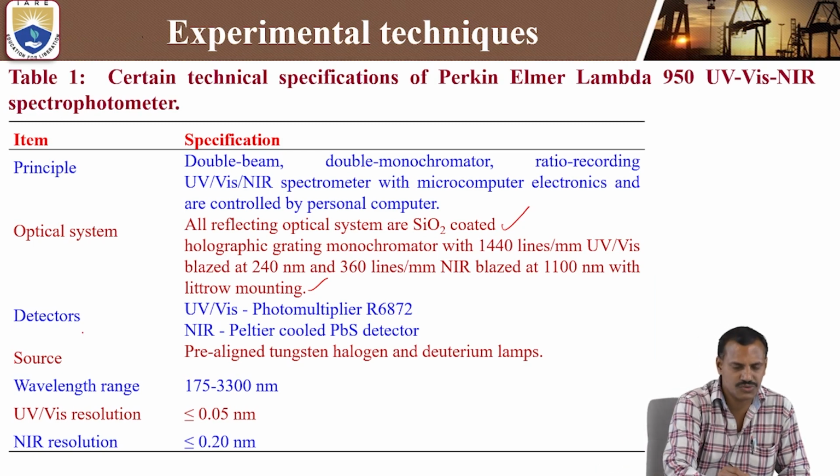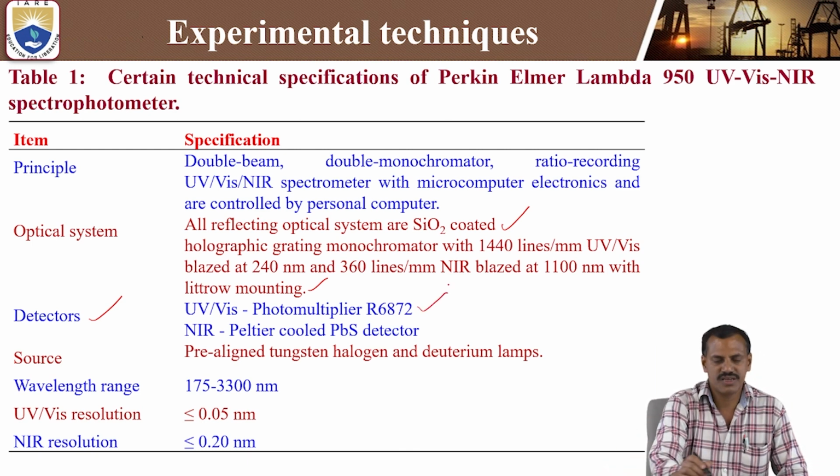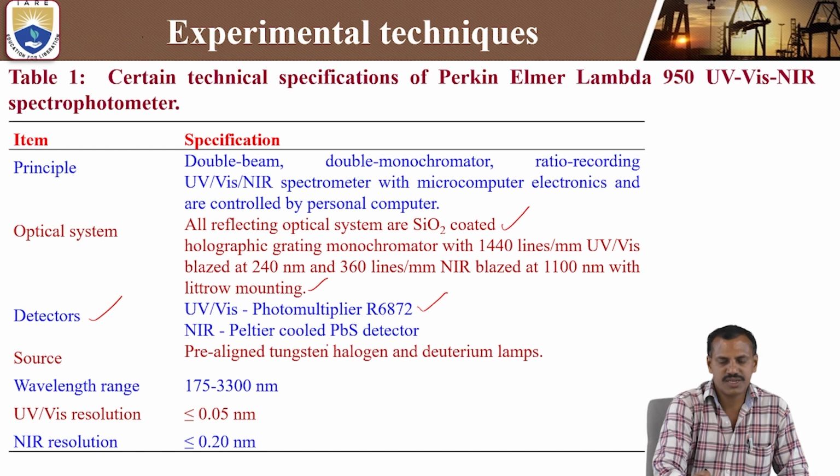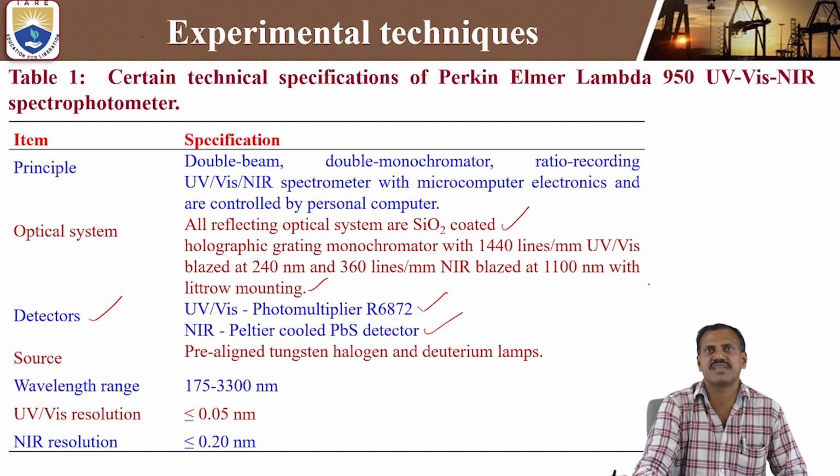What kind of detectors are used here? For UV-visible, a photomultiplier tube, R6872, is used to detect the UV-visible spectra. If you are measuring the NIR region, a lead sulfide PbS detector is used to detect the absorption signals.